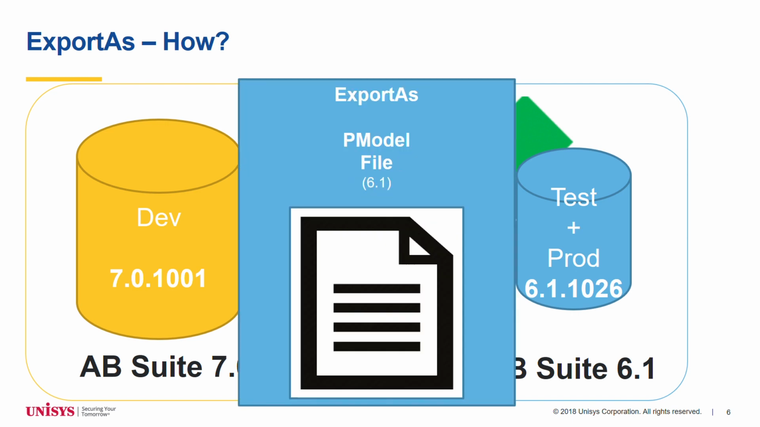To achieve this, the ExportAs utility leverages the public model file, or P model file. Filters and transformations are applied during export to produce a valid 6.1 P model file that can then simply be imported into 6.1 using the model importer. I'll now show a couple of demos on how this process works.